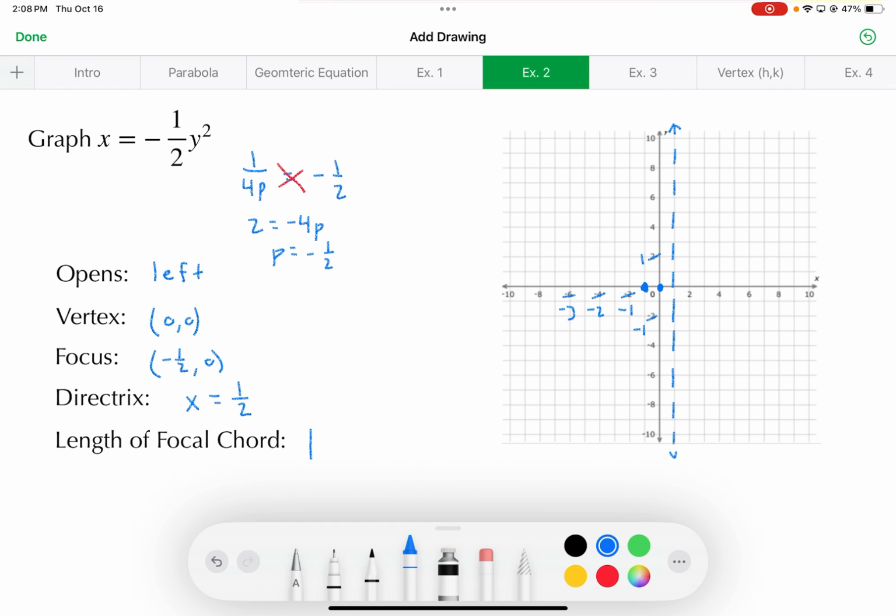And then the length of the focal chord, absolute value of 4 times the p-value of -1/2. So that's the absolute value of -2, or 2 units. Okay, so from the focus, I'm going to have to go up half of that length. So half of 2 is, of course, 1. I'm going to go up 1 unit and down 1 unit to get to my 2 points to make the focal chord. Right here is that focal chord.